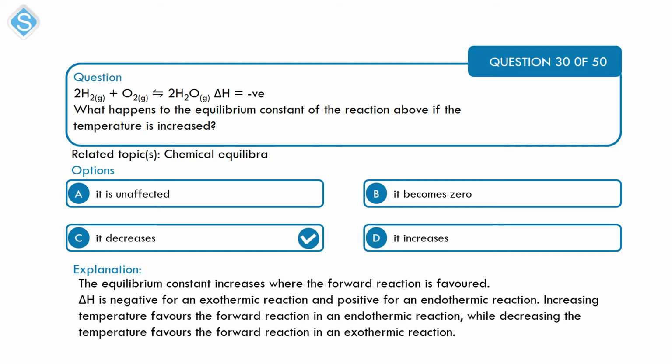If delta H here was positive, as is the case with an endothermic reaction, increasing the temperature is going to favor the forward reaction, and so the equilibrium constant of the reaction is going to increase.